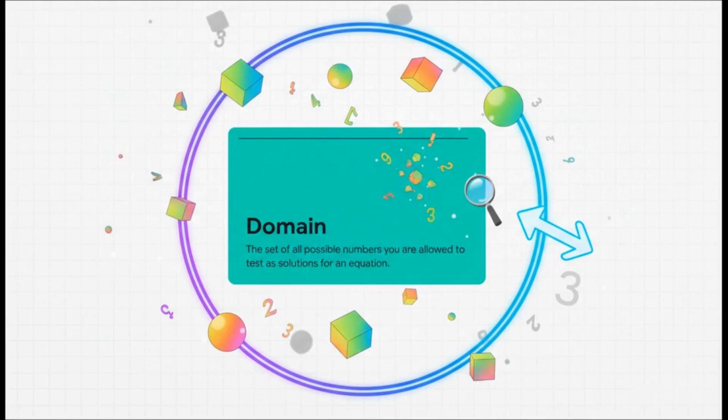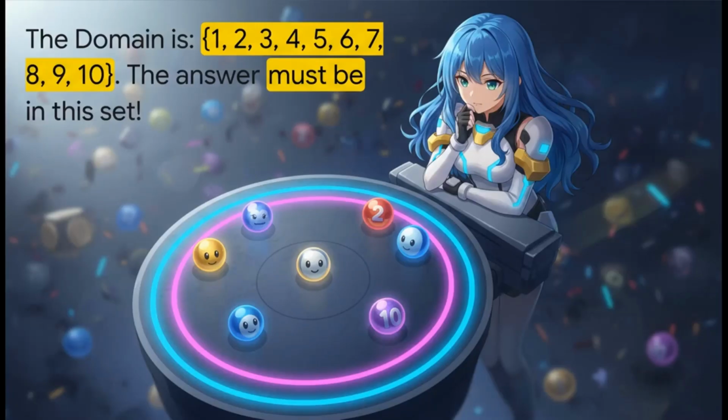And this is a big deal. If a number isn't on that list, if it's not in the domain, it can't be the solution, period. Even if it technically makes the equation true, it's out of bounds. So for our next couple of puzzles, here's our official playing field. The domain is the set of whole numbers from 1 to 10. That's it. So whatever the correct key is, it has to be one of these numbers, no exceptions.